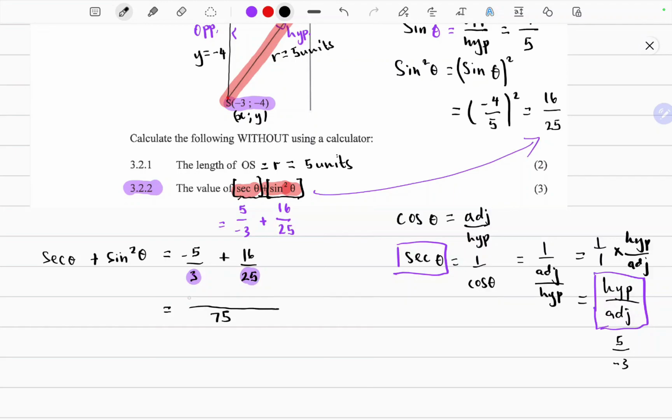So 3 goes into 75 25 times, times -5, plus 25 goes into 75 3 times. So that should be equal to 25 times -5 is -125, plus 3 times 16, which is 48, and that should give us minus 77 over 75.